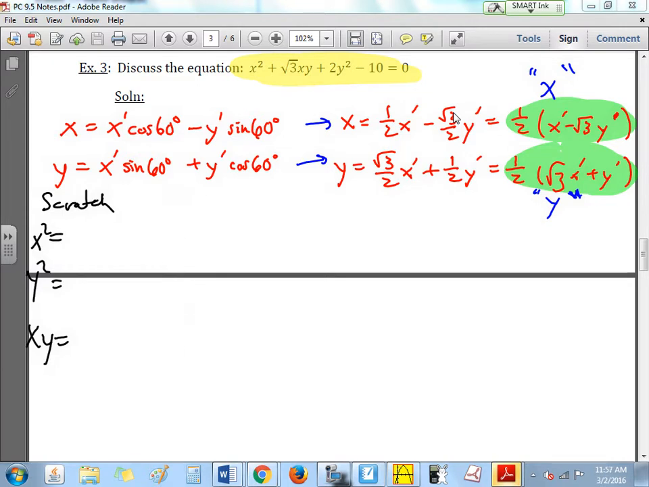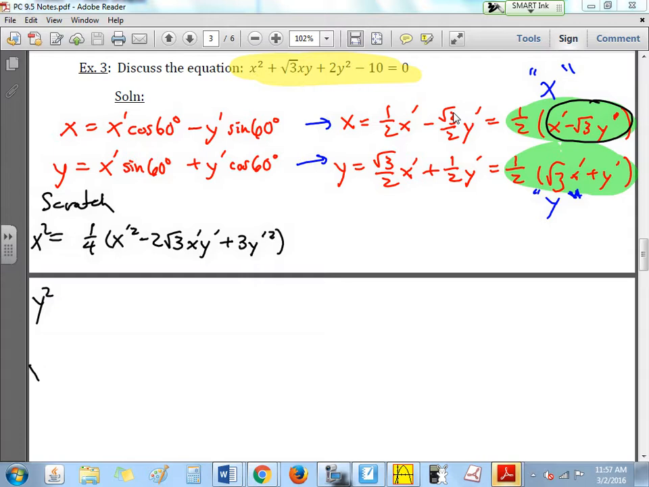What is x squared going to be? Well, you're going to square that thing in green. So it's going to be 1/4, and you're also going to do x prime minus 3y, square root of 3y prime, quantity squared. So it's going to look something like this. There's going to be a 1/4. Then since you're squaring x prime minus rad 3 y prime, you're going to get an a squared minus 2ab plus b squared sort of look. So it's going to look like this: x prime squared minus 2 rad 3 x prime y prime plus 3y prime squared. Okay, that's x squared. Let's do the same thing for y squared and xy.